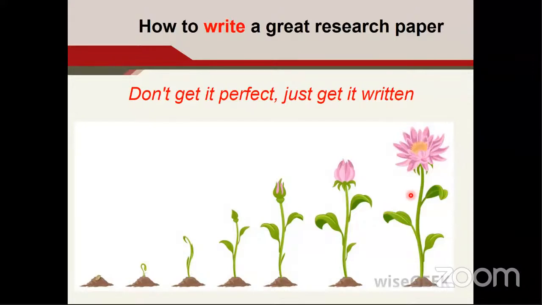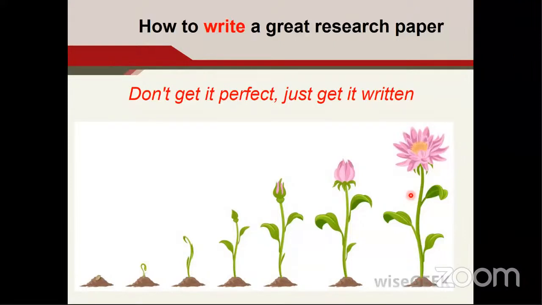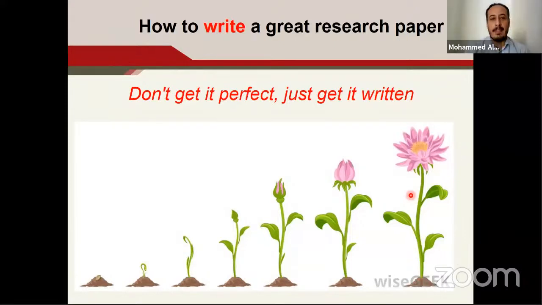So from my experience, as a supervisor, reviewer or editor, the general idea is: don't get it perfect, just get it done. Sometimes students submit to the supervisor too early, at this stage. Actually, it's premature, it's not ready yet, don't do that. But there is another type of student or researcher who prefers to submit to the supervisor at stage 6, like this flower.